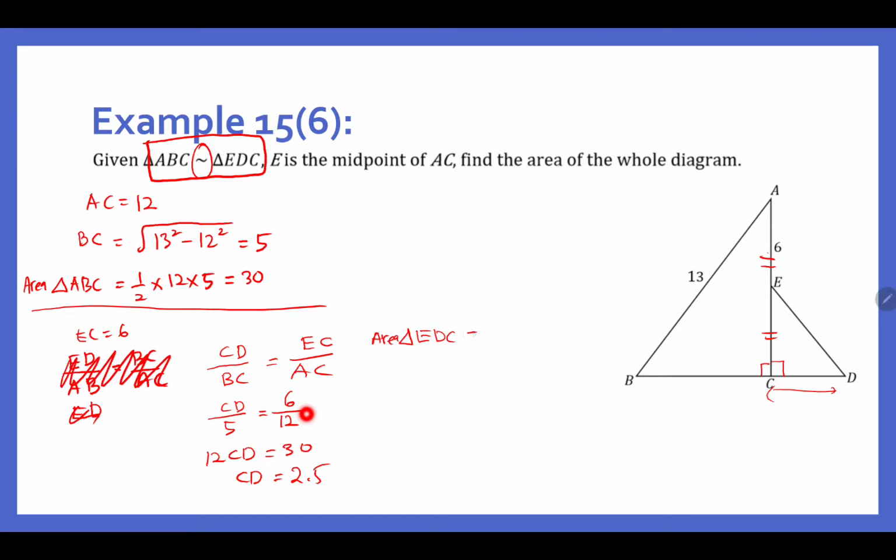Area for triangle EDC is 1/2 times tinggi dia darab dengan tapak dia CD 2.5. So dapat jawapan 7.5. So total area 30 tambah 7.5. So dapatlah 37.5 cm kuasa 2. Tak tahulah cm ke apa, tapi saya just tulis cm square je lah.